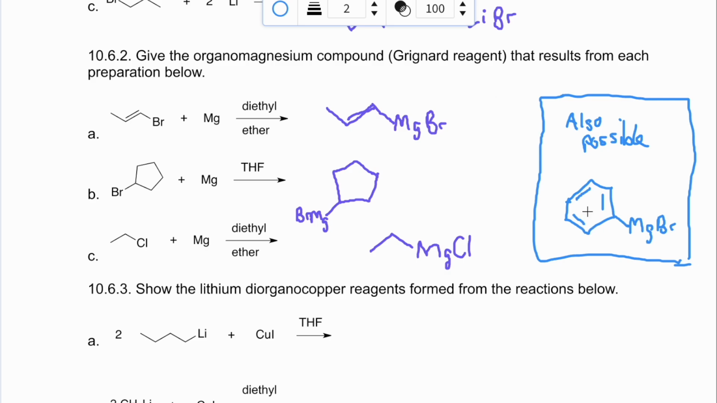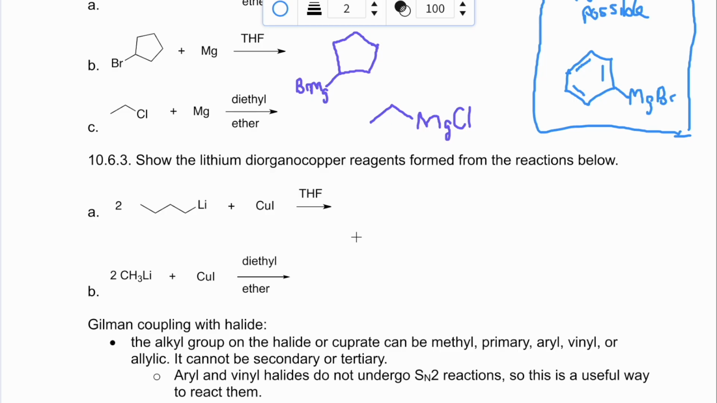So I did not have this example listed in this problem, but I just wanted to make sure that people know that you can do this with a benzene ring as well. In fact, this one we are going to be doing in lab this semester. We're going to be making this Grignard reagent and reacting it.